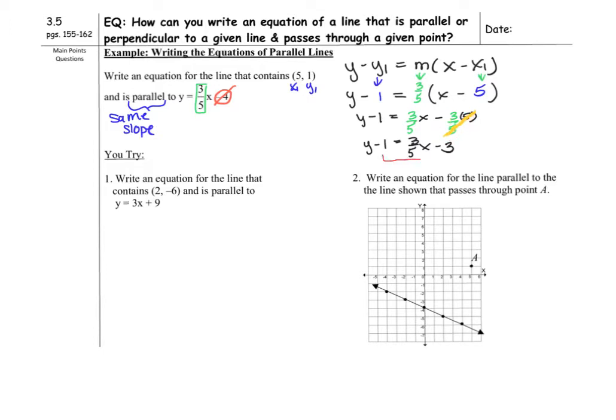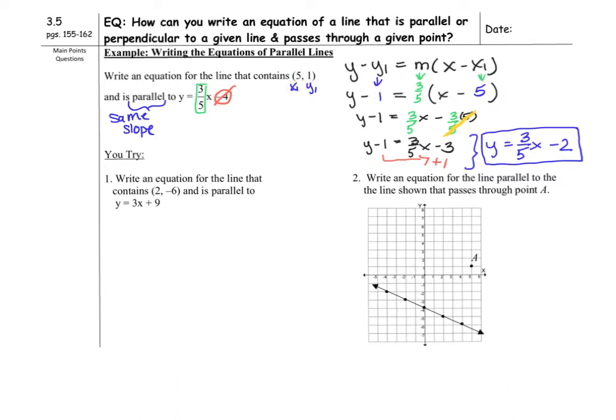Next, we add the 1 over to the other side. We want to do the opposite of subtraction, which is addition, and then we just need to simplify what we have left. So we have y = 3/5 x, and then negative 3 and positive 1 is negative 2. So I have y = 3/5 x - 2 as my final answer. So this would be the equation of the line that is parallel to this line and goes through this point.